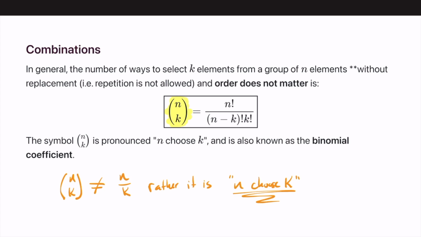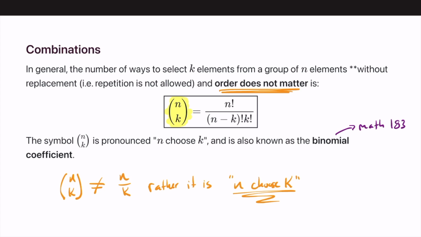And in general, what combinations tells us is the number of ways to select k elements from a group of n items, and that's without replacement. And so we have no duplicates. And in this case, order is irrelevant. That's a really important thing to keep in mind, that we don't care about order. And if you've taken Math 183, or if you're going to take Math 183, that's where you'll come across this again.